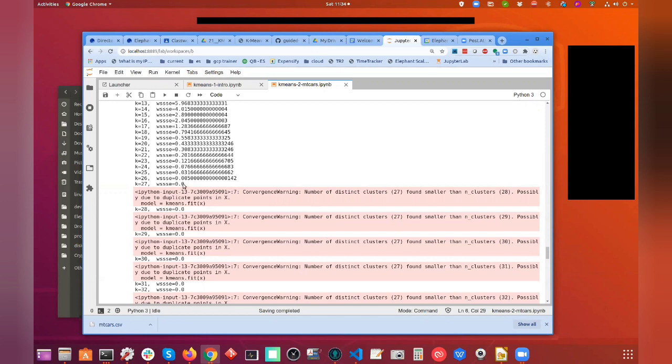So what is perfect clustering? That means each data point is in its own cluster. So technically correct, practically not very useful.